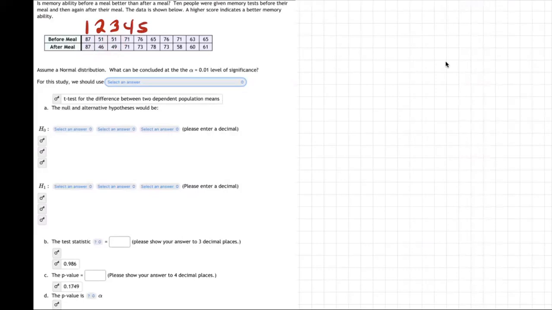Person five went down a little bit. Person six went up after the meal. Person seven went down. Person eight went way down after the meal on the memory test. Person nine went down a little bit. Person 10 went down a little bit. So it looks like most people went down.